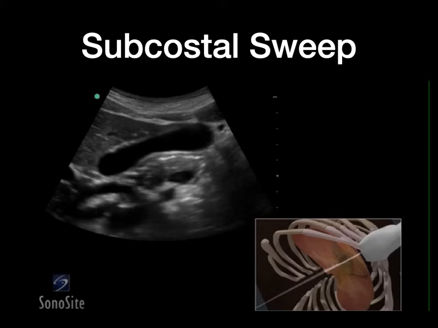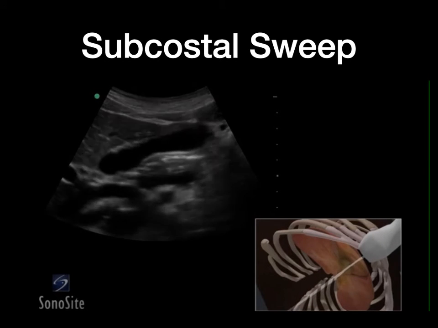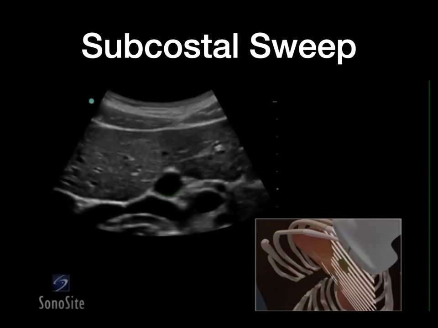Once your longitudinal sweep is complete, the probe is rotated 90 degrees to the patient's right to obtain the short axis view of the liver and gallbladder. Here, the gallbladder should appear circular. Ensure a complete sweep through the entire length of the gallbladder.